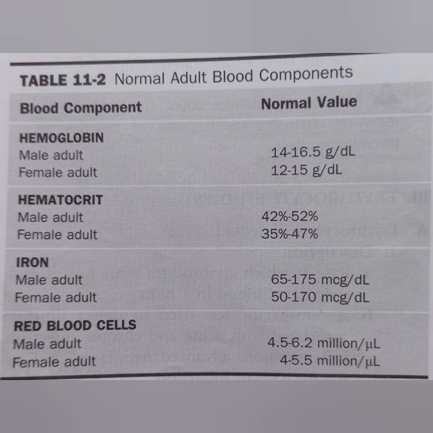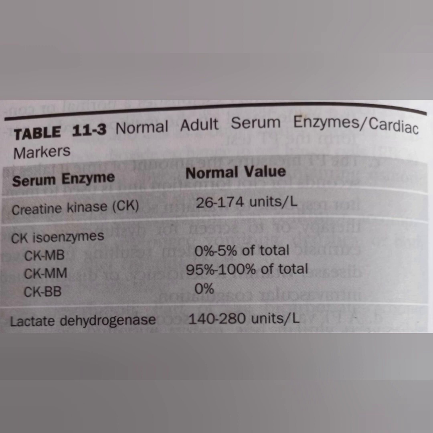And the iron normal value in male adults is 65 to 175 micrograms per deciliter, and in female adults it is 50 to 170 micrograms per deciliter. And the red blood cell count in male adults is 4.5 to 6.2 million per microliter, and in female adults it is 4.5 to 5 million per microliter. Next we will see normal adult serum enzymes and cardiac markers.